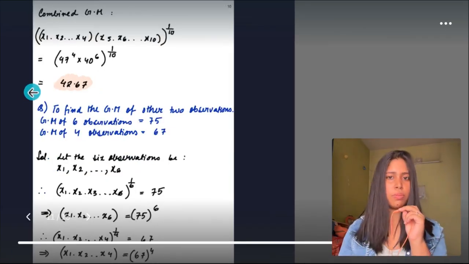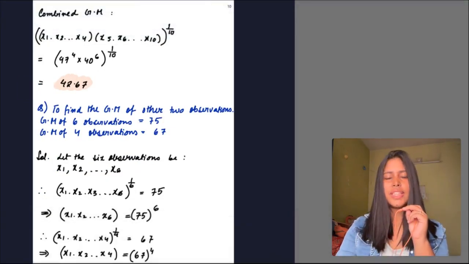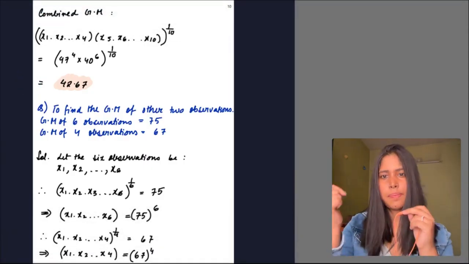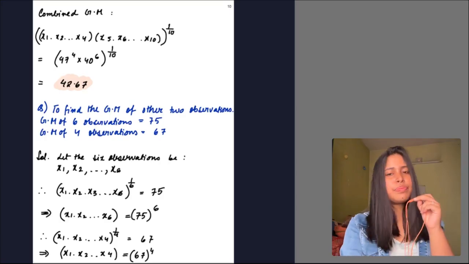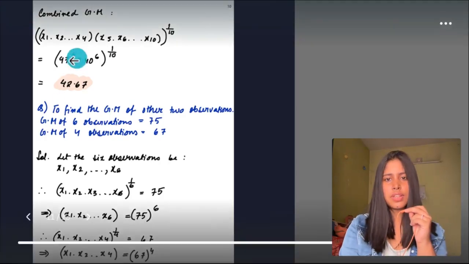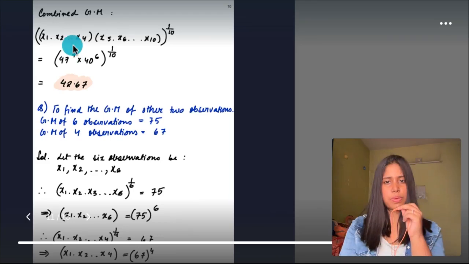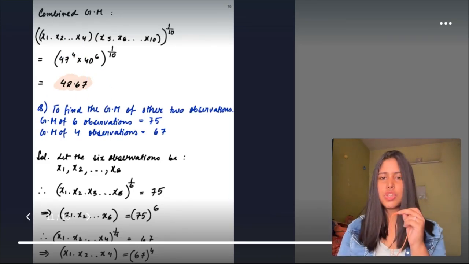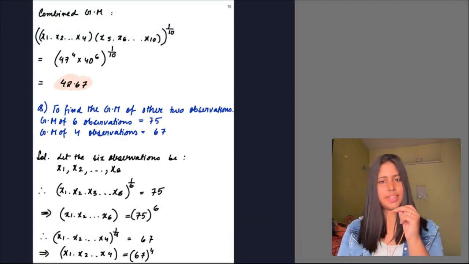Then we use the formula for combined GM. For combined GM of all the 10 observations, the exponent will be 1 by 10. So here we are just putting the values: 47 to the power 4 into 40 to the power 6, whole to the power 1 by 10. So we get the answer to be 42.67.